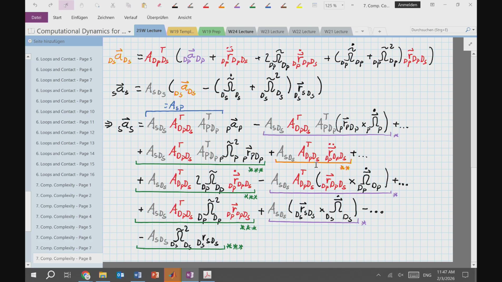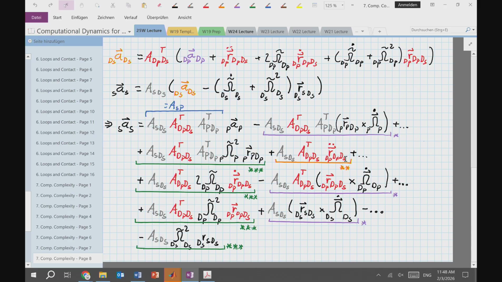Orange is stuff that depends directly on the joint. So this r double dot, RdPdS double dot, I can write as a Jacobian. We call that S, a joint Jacobian for translational motion, S times Q double dot. So that is linear in Q double dot.